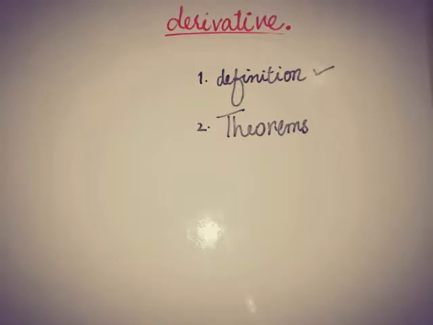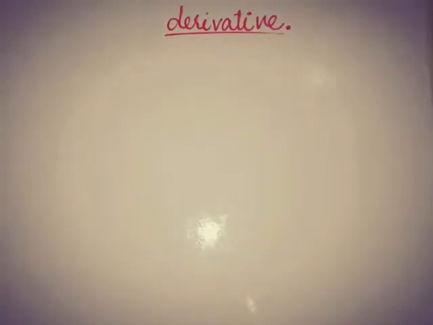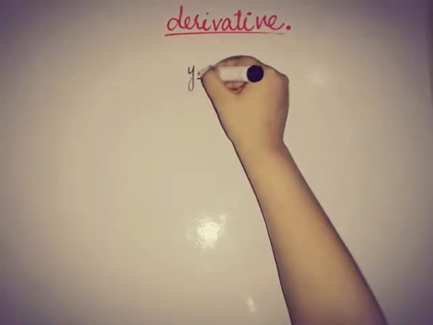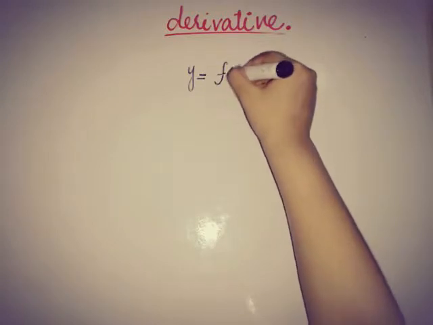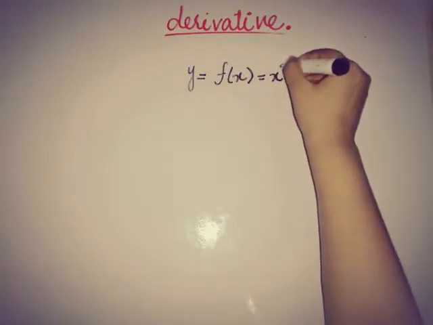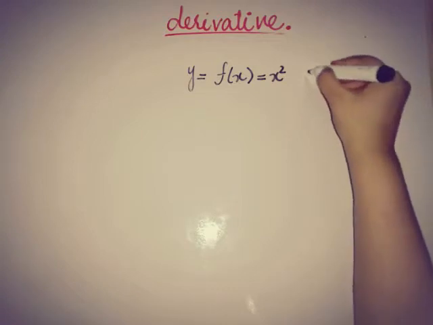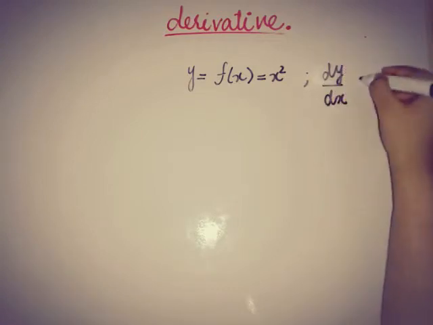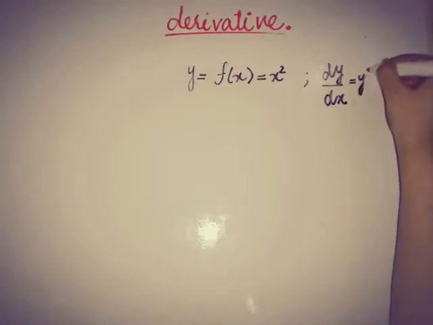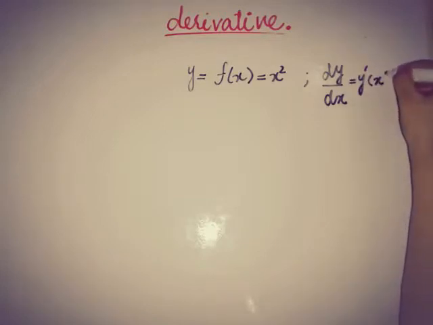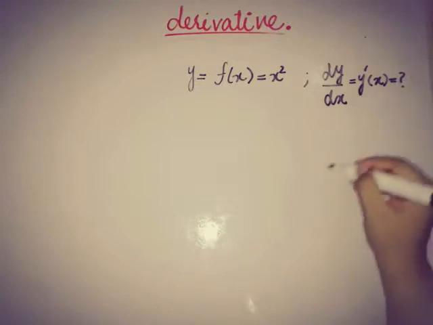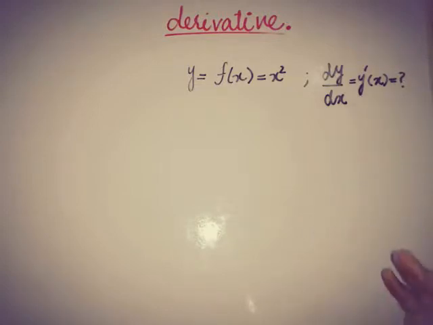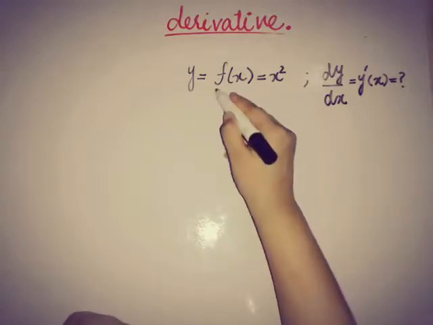So let's take an example. Let's say y is equal to f of x is equal to x squared, and we have to find the change of y with respect to x, that is, the derivative of y. So there is a step-by-step procedure to find the derivative of this function.